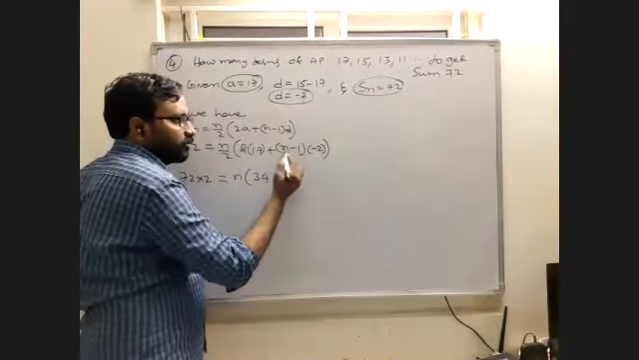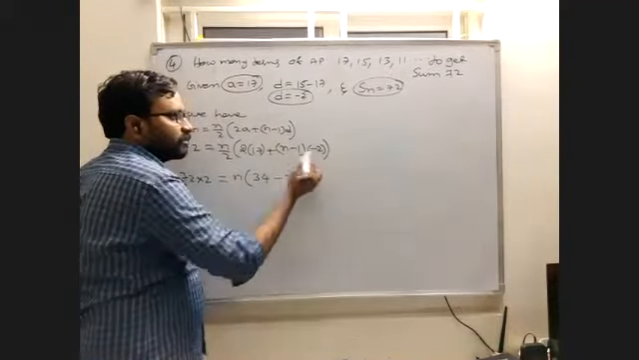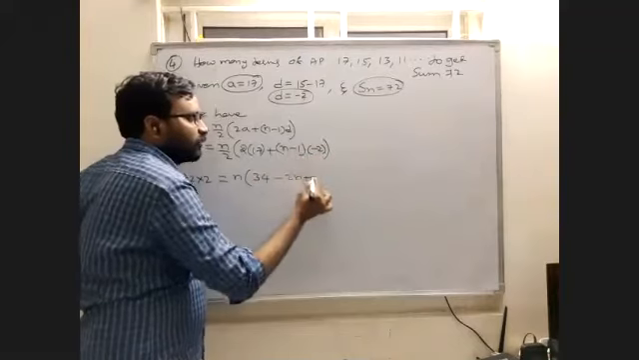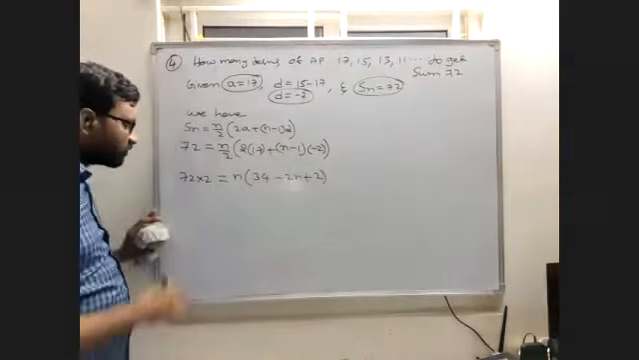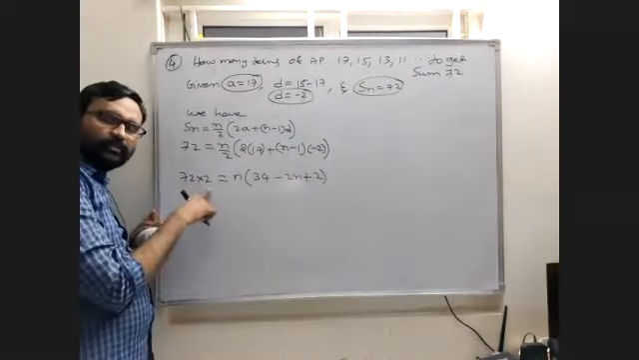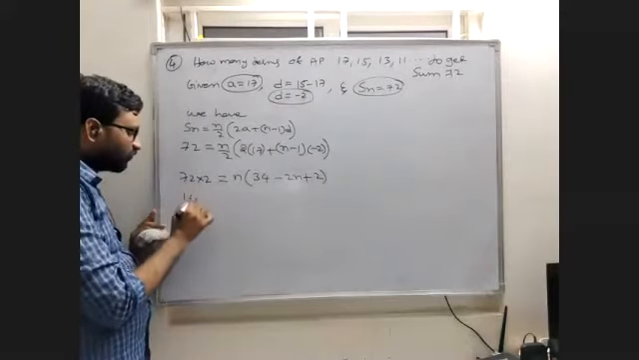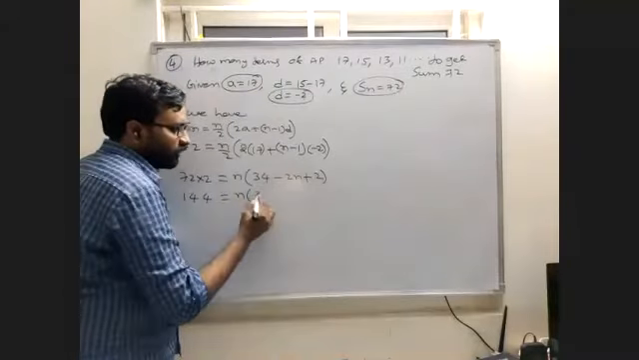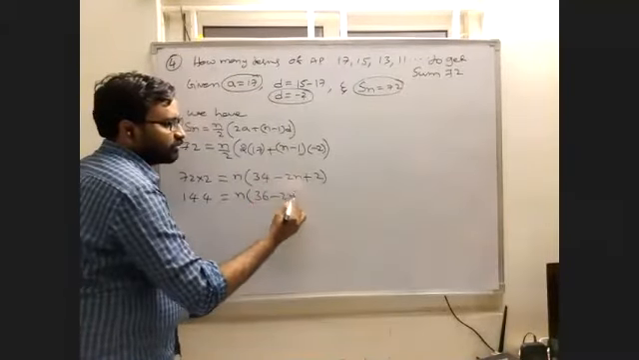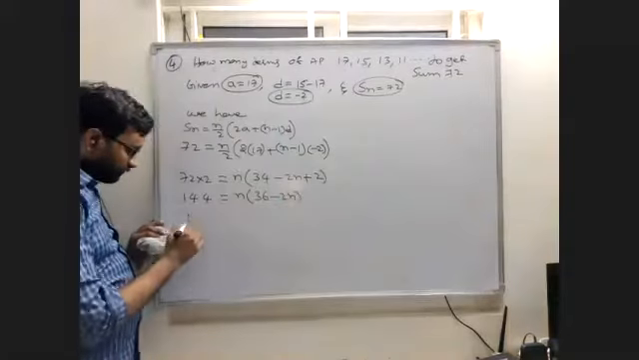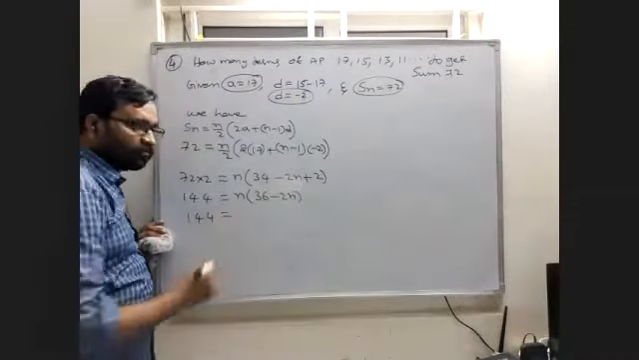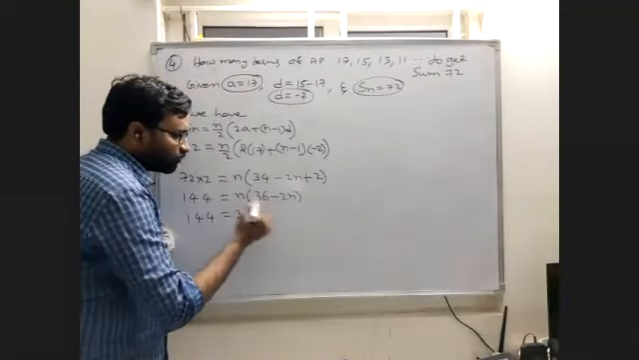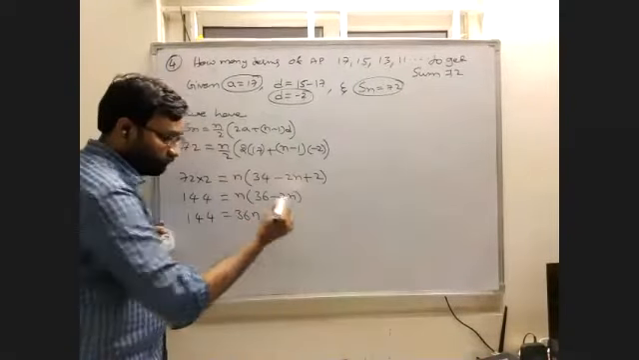minus 2 into n, that is minus 2n; minus into plus is minus, and minus into minus is plus 2). Now simplification: 72 into 2 is 144, which is equal to n into (34 plus 2, which is 36, minus 2n). Now multiply with n. 144 is equal to 36n minus 2n into n, that is minus 2n square.